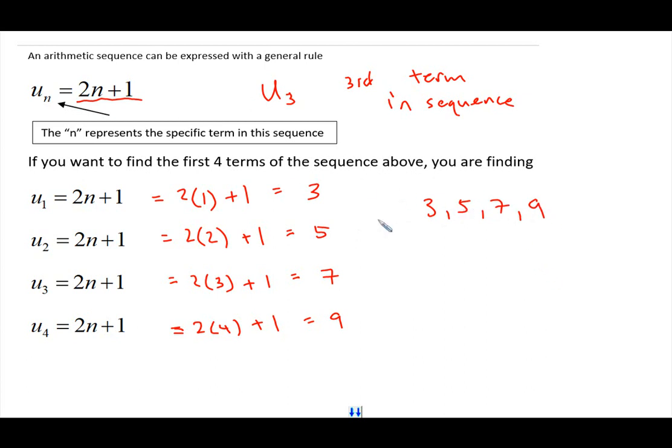So sometimes instead of giving you the list of numbers, or the arithmetic sequence, they'll give you a general rule that represents this sequence, and you can find the numbers by doing what we just did. Just plug in 1, and then 2, and then 3, and then 4 to find the specific terms of the sequence.